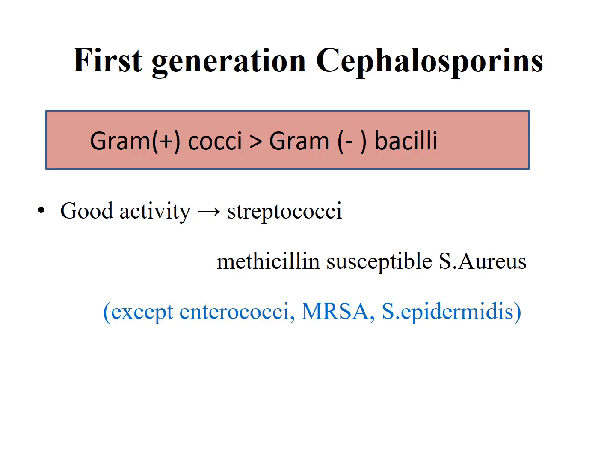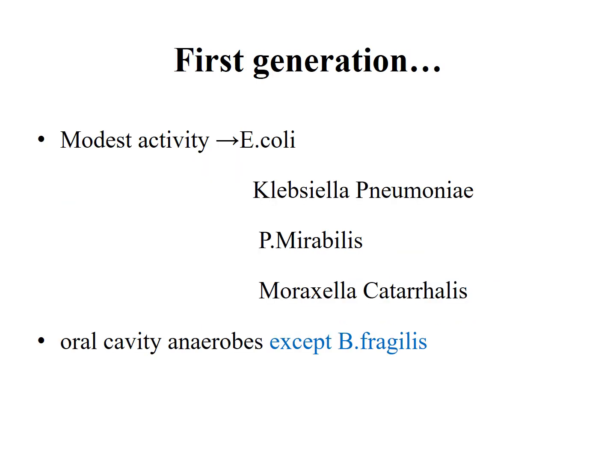Coming to the first generation cephalosporins, as I already said, they are more active against gram-positive cocci than gram-negative bacilli. These agents show good activity against streptococci as well as methicillin susceptible Staph aureus, but they do not have any activity against enterococci as well as MRSA and Staph epidermidis. Moderately active against E. coli, Klebsiella pneumoniae, Proteus mirabilis, Moraxella catarrhalis, and anaerobes in the oral cavity except Bacteroides fragilis.